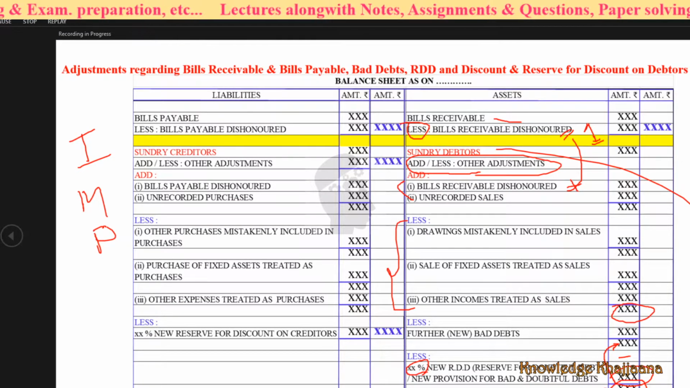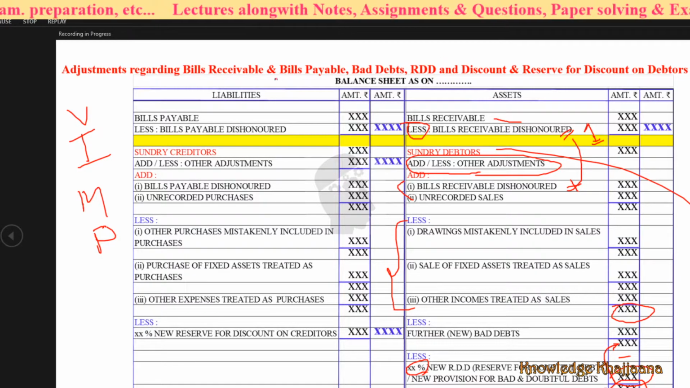Again, these are very important adjustments, so you have to pause the window after watching this video and write down all the adjustments in your notebook and learn them by heart.